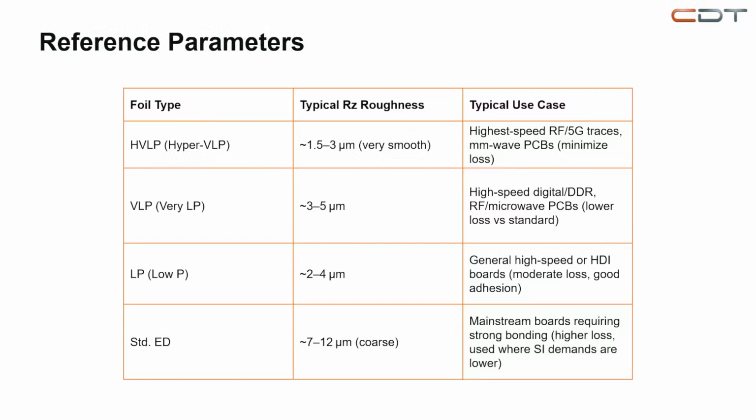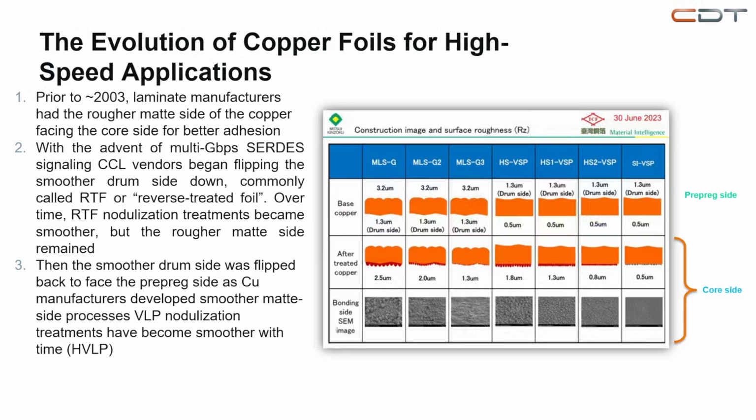LP stands for low profile. VLP is very low profile and HVLP is hyper very low profile. So the more letters in this abbreviation and the longer it is, if it's scary, it is very smooth, let's say this. Since there is no unity in the manufacturers' standardization, you can take this as a reference to understand the limitations.